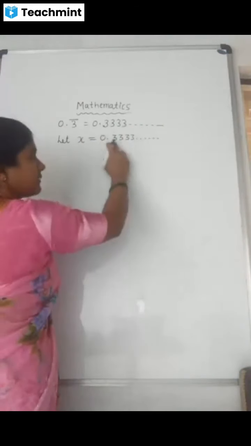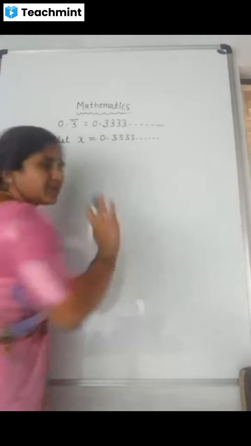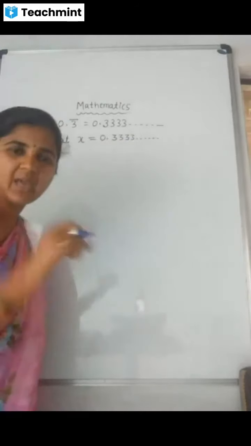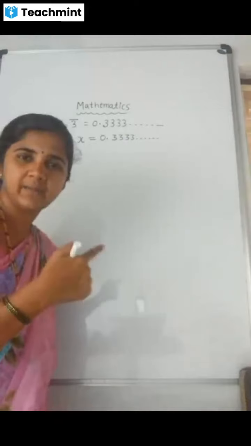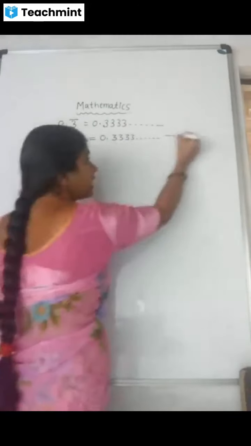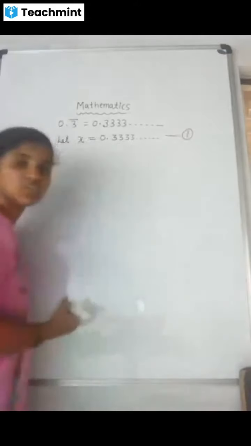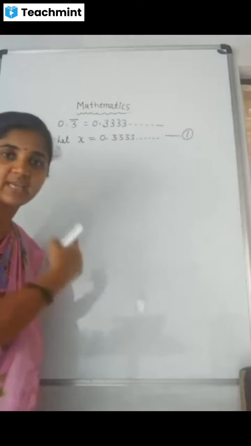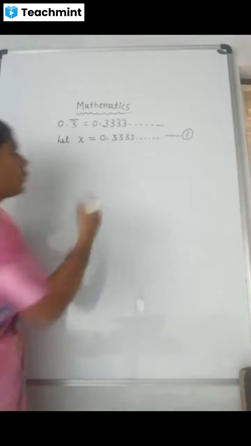After the decimal, take minimum 3 to 4 digits, that is enough, because only one number is in the repeating block. Let x is equal to 0.3333 and call this equation number 1.